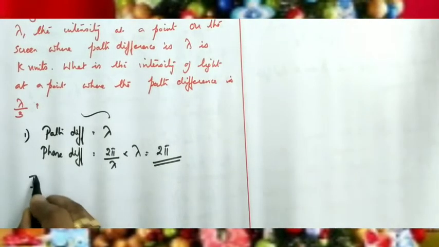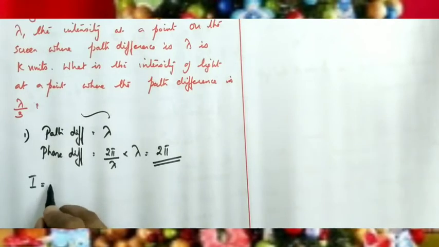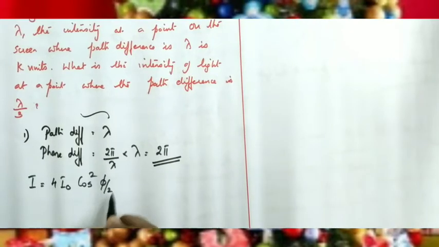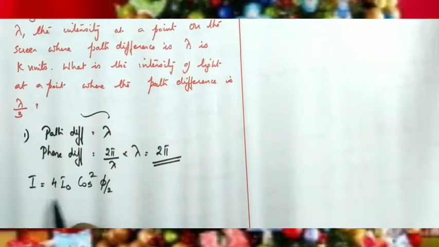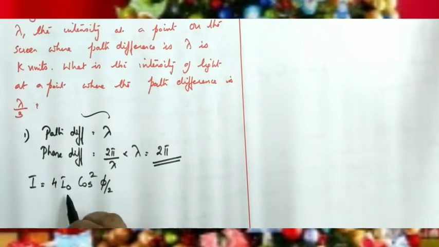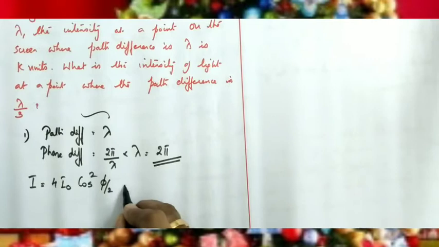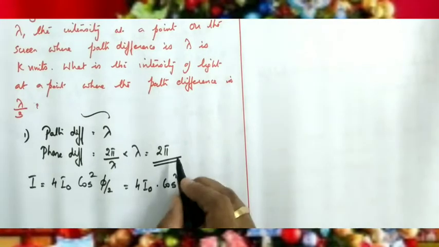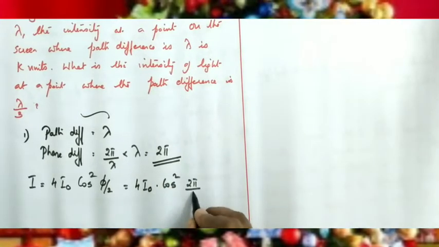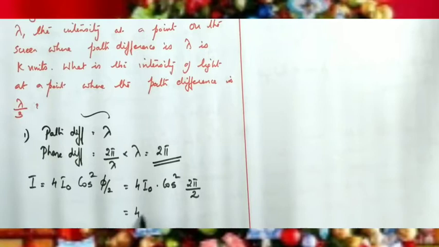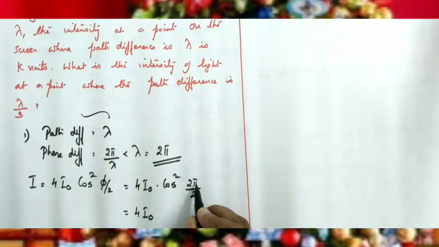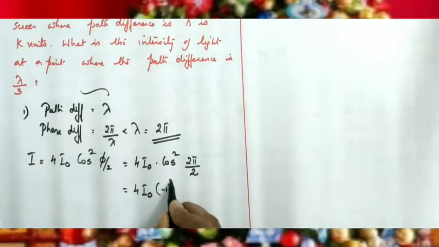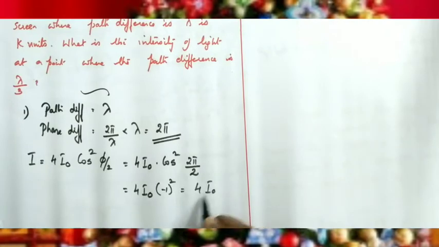And we have the formula for intensity. In Young's double slit experiment, intensity is given by 4I0 cos square phi by 2. We have derived this formula. Okay. So, I equal to 4I0 cos square phi by 2, that is the intensity in Young's double slit experiment. So, it is equal to 4I0 into cos square, what is phi here? 2 pi. So, 2 pi divided by 2 is equal to 4I0, 2 cancel cos pi. Cos pi is -1. -1 the whole square. So, -1 the whole square equals 4I0.